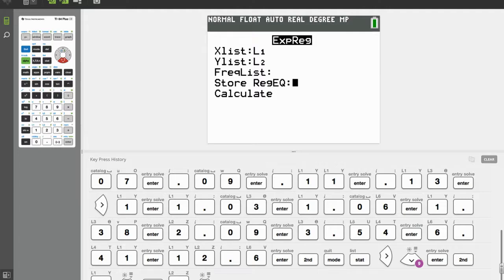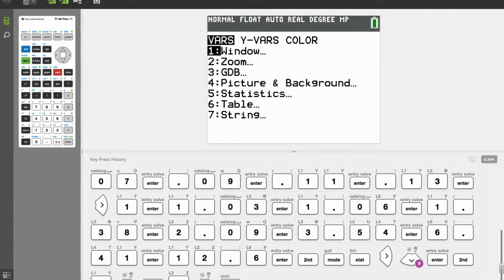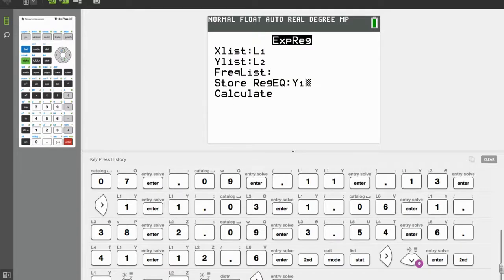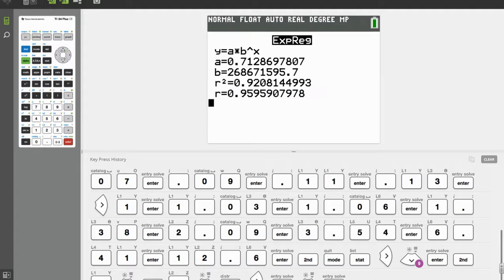Since I know in this question I'll be asked to make a prediction, I'm going to store this regression equation into Y1. So we're going to go to vars, yvars, enter, enter. If you don't do that, your old equation will still be there. And we're going to hit calculate. All right, so there's our equation. We're going to write it down without rounding.